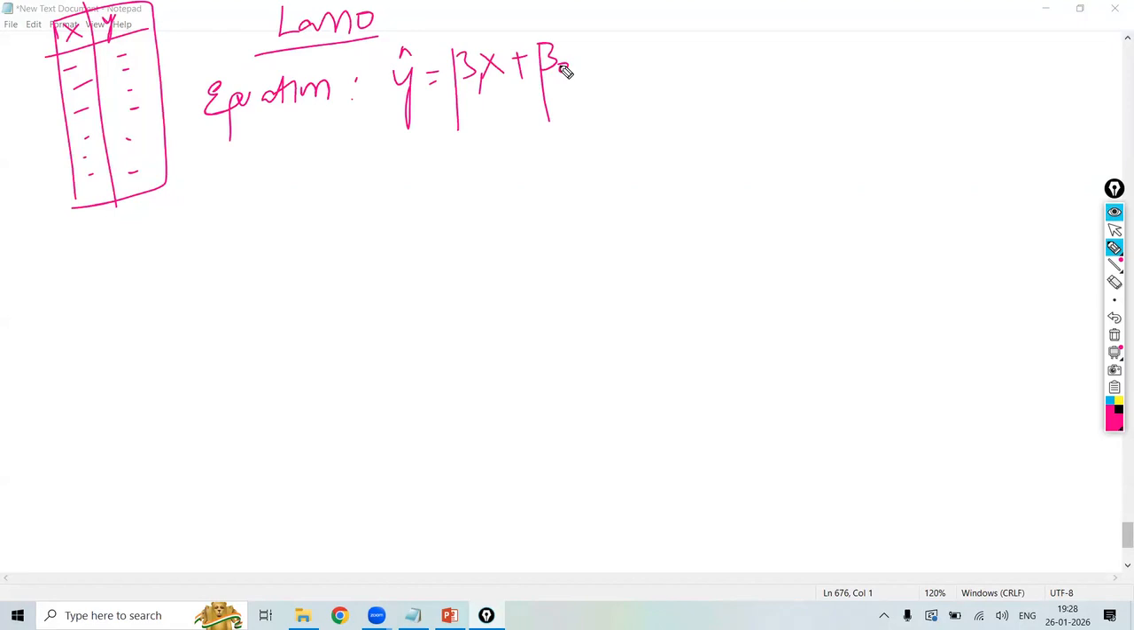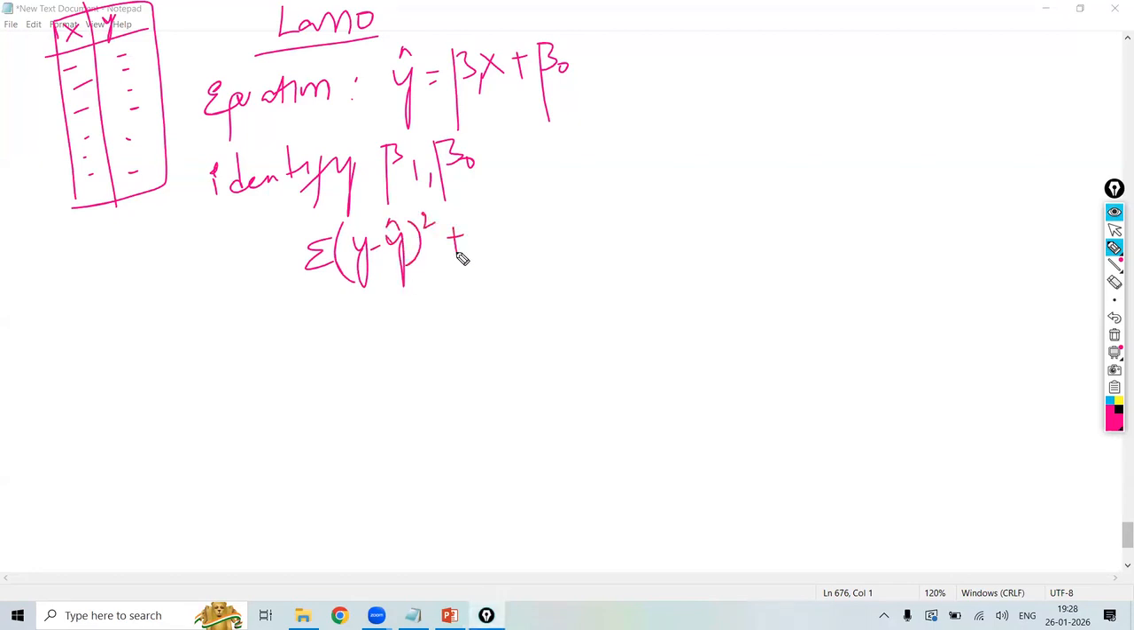Okay. Now, here what we have to identify? Identify the beta 1, beta naught. Same thing. In the linear regression, whatever you have written, same thing. No difference. Now the difference comes where sum of the errors plus bias. What is that bias? Alpha into modulus of slope should be minimum.